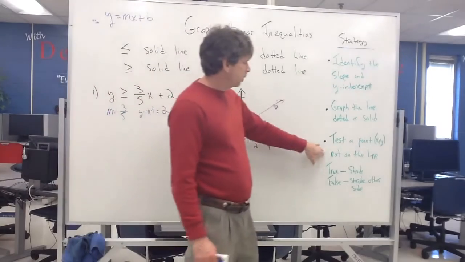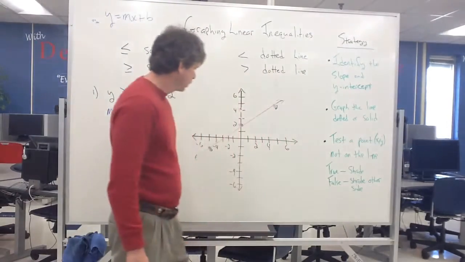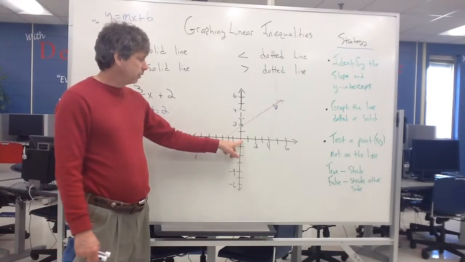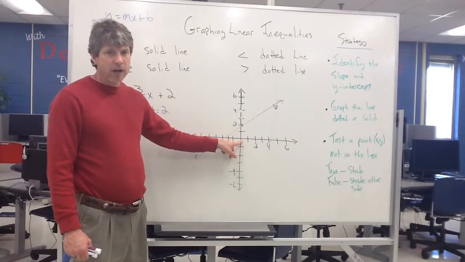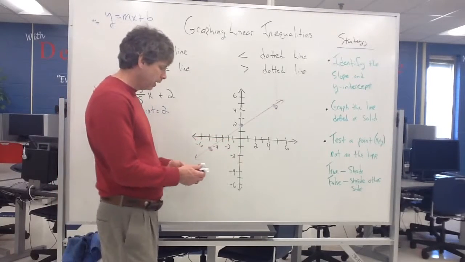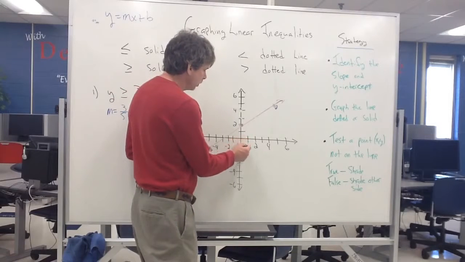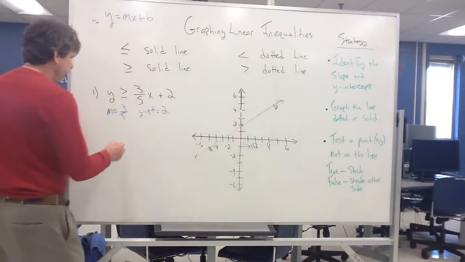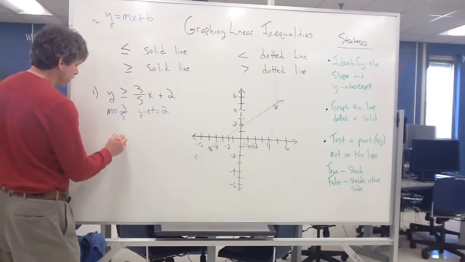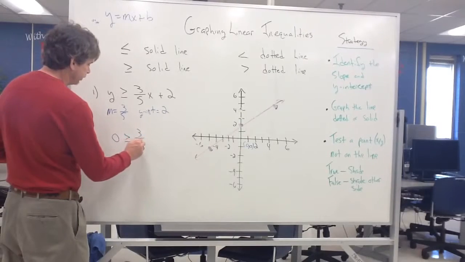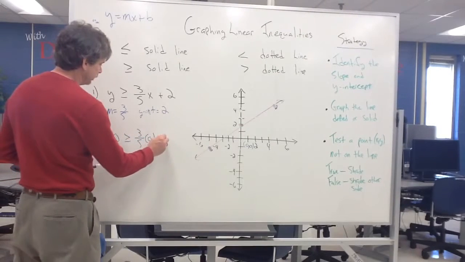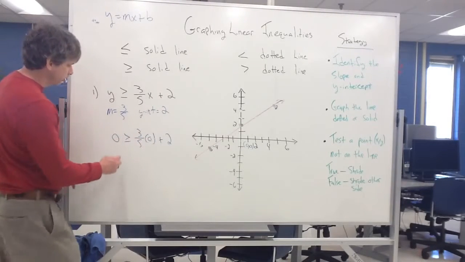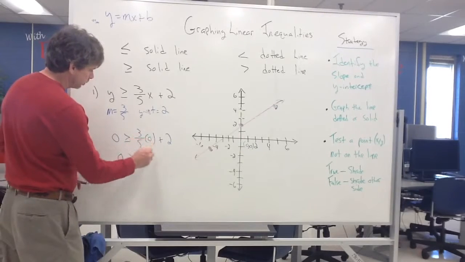I'm now going to use my third step: test a point not on the line. So if I look at this graph, a good point to choose is (0, 0), because I can usually evaluate (0, 0) pretty easily. So I'm going to choose a point that I find easiest. So I'm going to substitute the 0 in for x and the 0 in for y. So 0 goes in for y. I have 3/5 times 0, and I have 2. Notice that that's why I like to choose 0 for x, because this just zeroes out. So what you have is then 0 is greater than or equal to, and 0 plus 2 is 2.